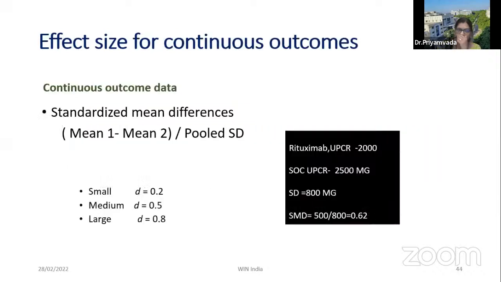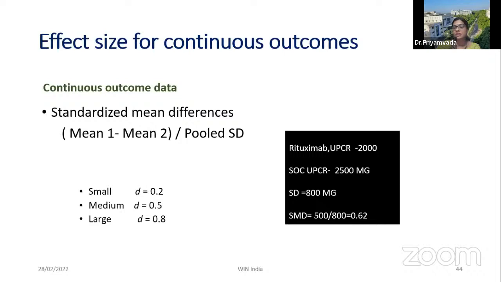Now, effect sizes can be expressed for continuous variables also. For example, rituximab reduced the urine protein creatinine ratio, your 24-hour urine protein excretion, to 2000 milligram, and the standard of care agent reduced it to 2500 milligram. Now, with a standard deviation of 800 milligrams.